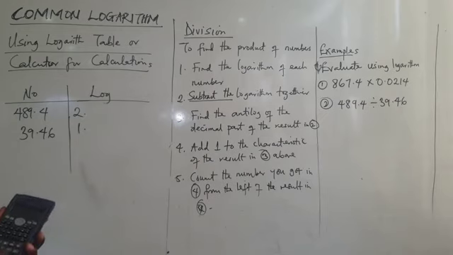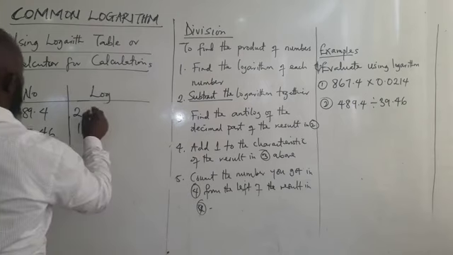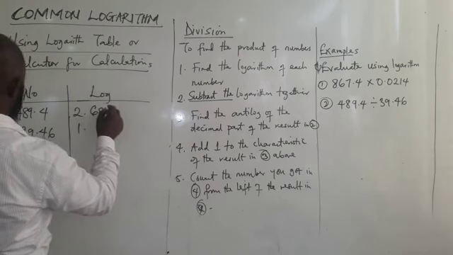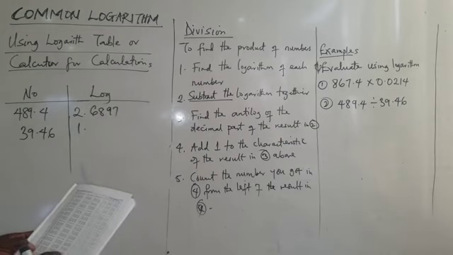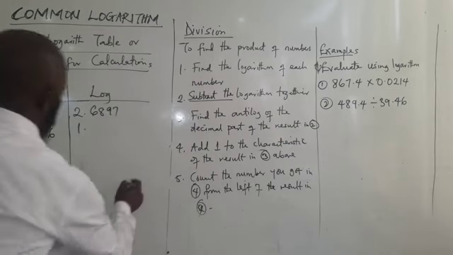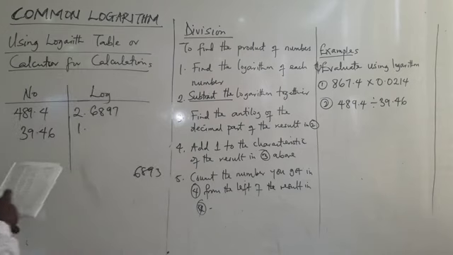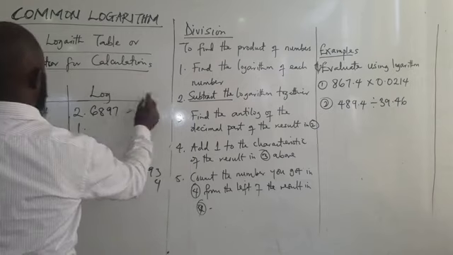Log 489.4. That gives me 2.686897. So let's convert that on a 4-figure table and see what we're going to have. So 48 under 9. 48 under 9 is 6893, difference 4. Difference 4 is 4. So which is perfectly okay, correct.